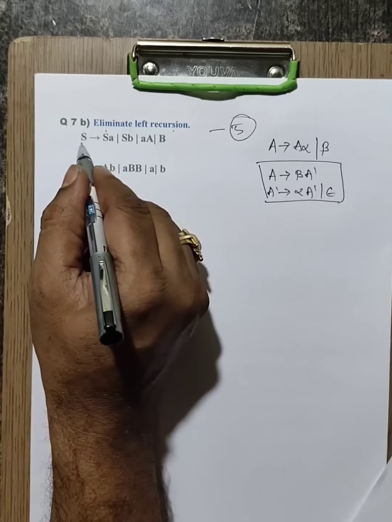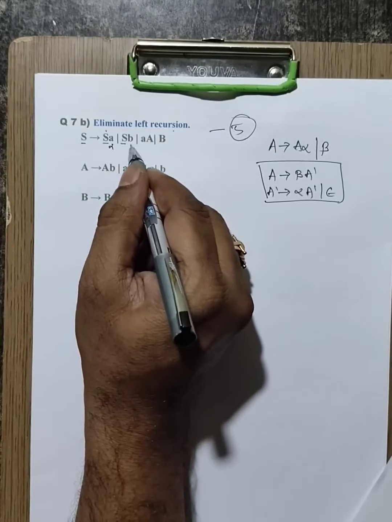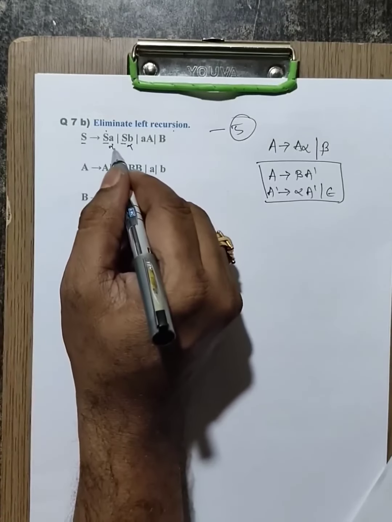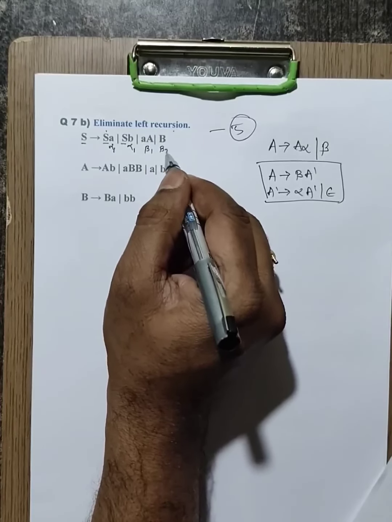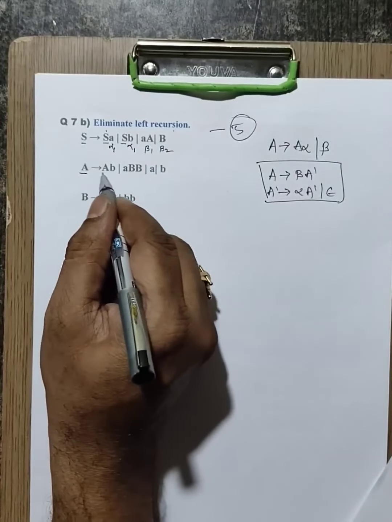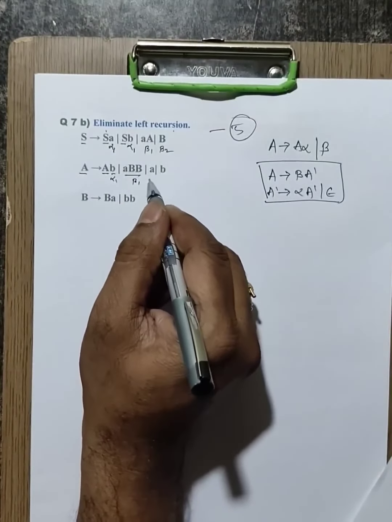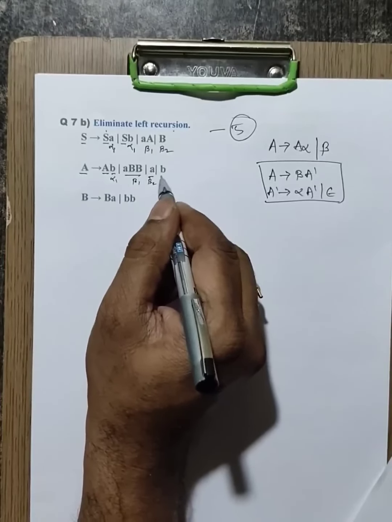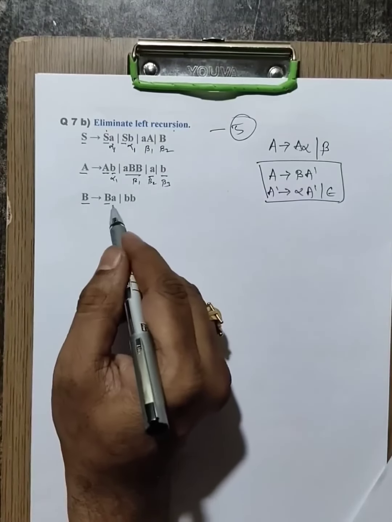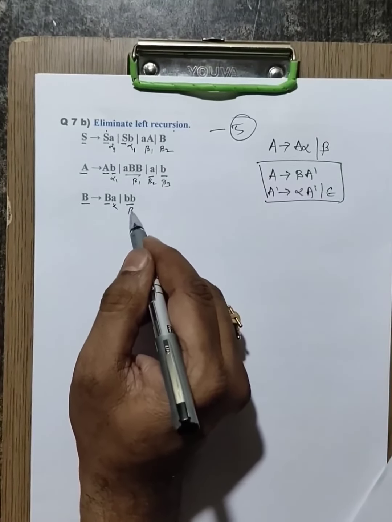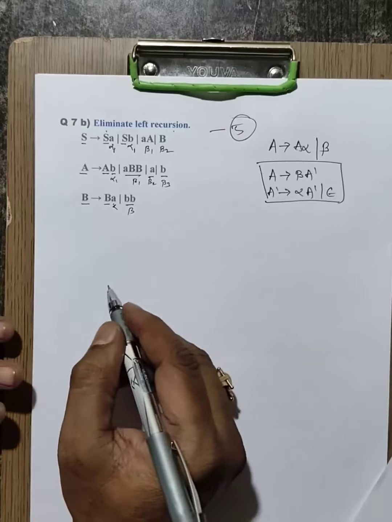Here, see, this is left recursive, and this is alpha 1, alpha 2, and this is beta 1, beta 2. Left recursive A A, this is alpha 1, and here what is there? Beta 1, beta 2, and this is beta 3. Here what is there? B left recursive. This is alpha, this is beta. Using this formula, we can eliminate left recursion.